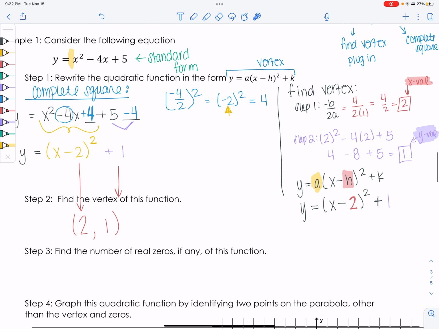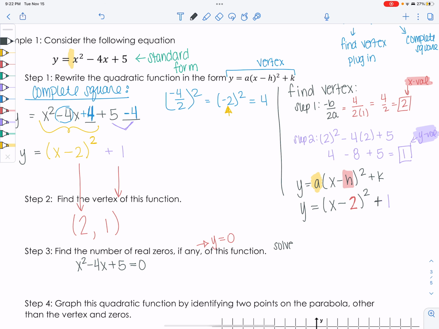And then step 3, find the number of zeros, if any, of this function. So zeros are going to be where the graph crosses the x-axis, but you learned way back in Math 101 that to find the zeros, you are going to set y equal to 0. And so to set y equal to 0, I have this thing, x squared minus 4x plus 5 equals 0. And I can solve that with any of the methods I've learned.